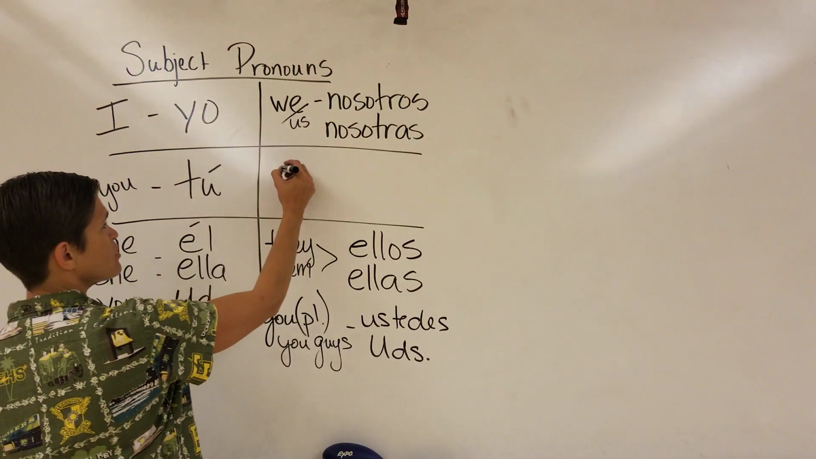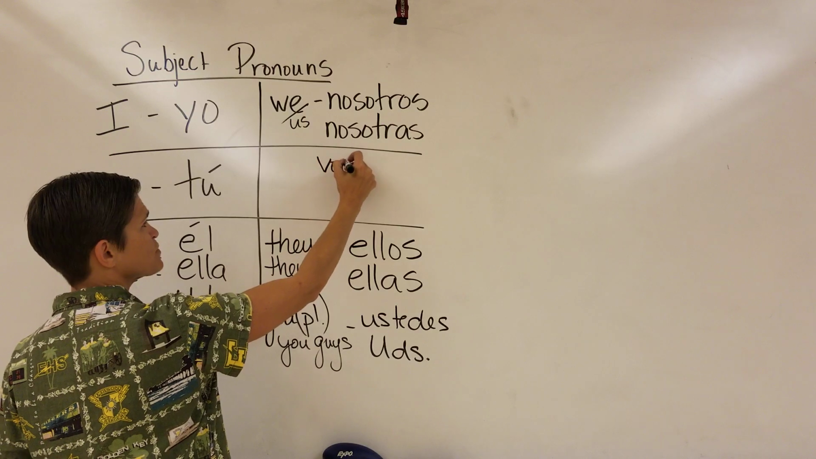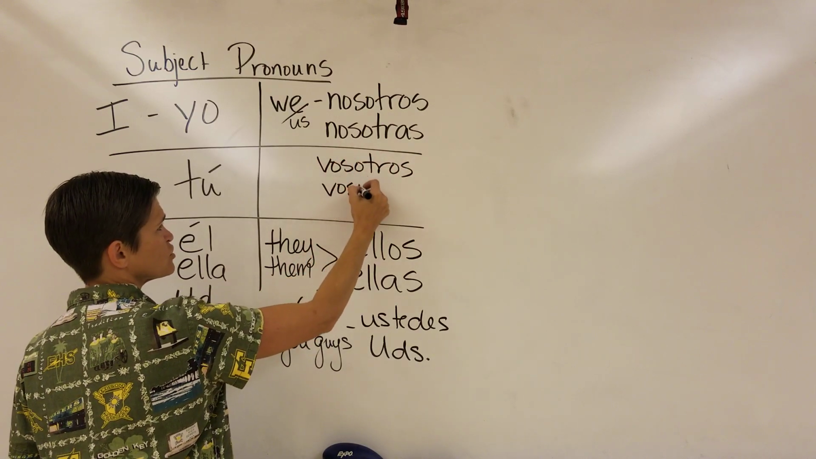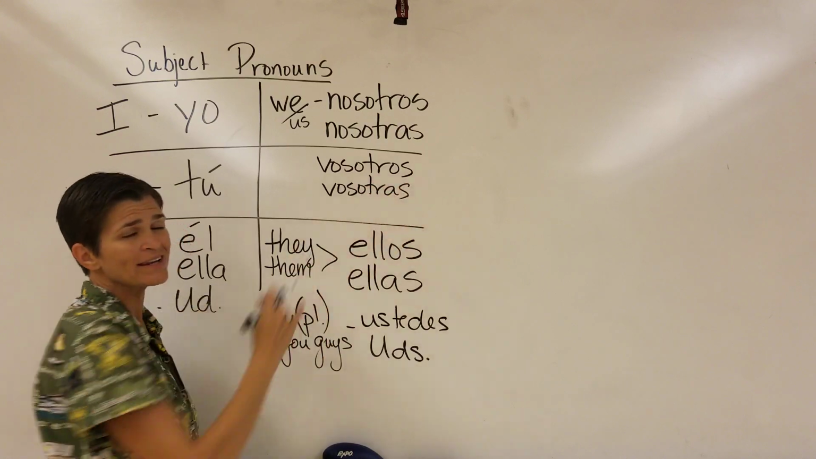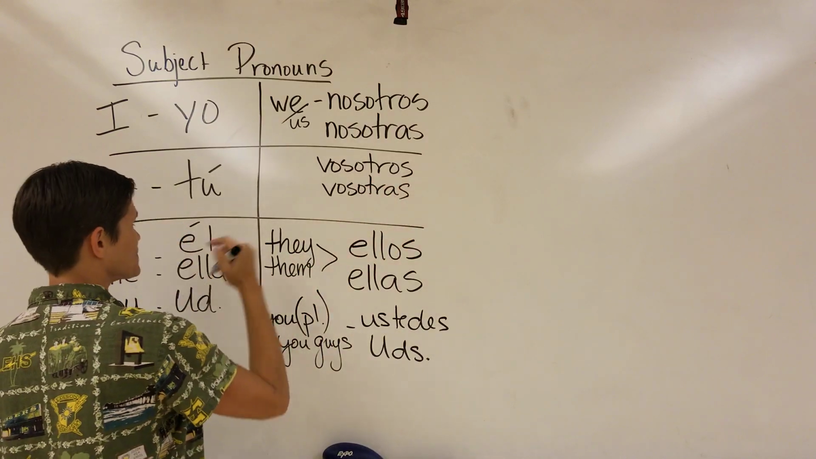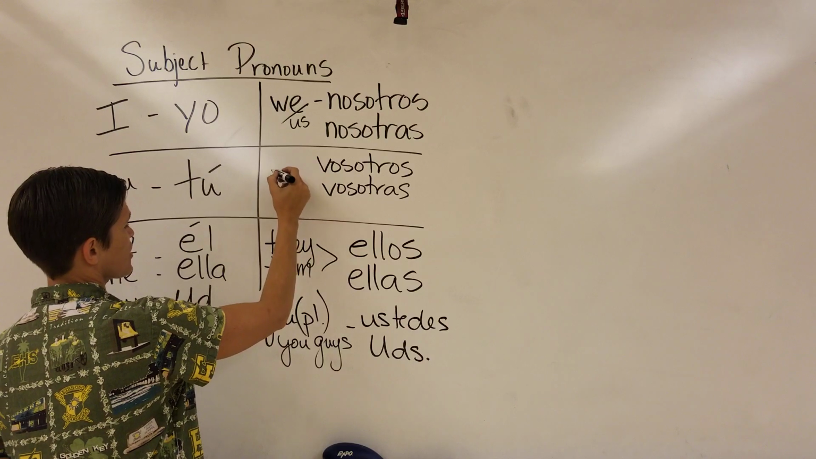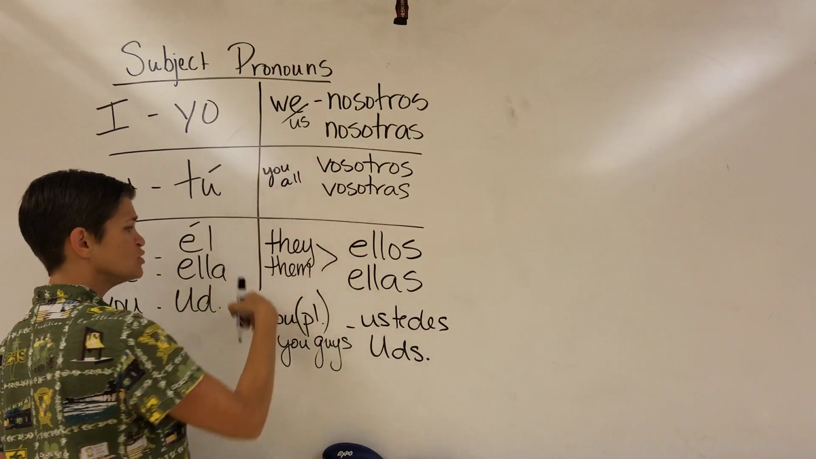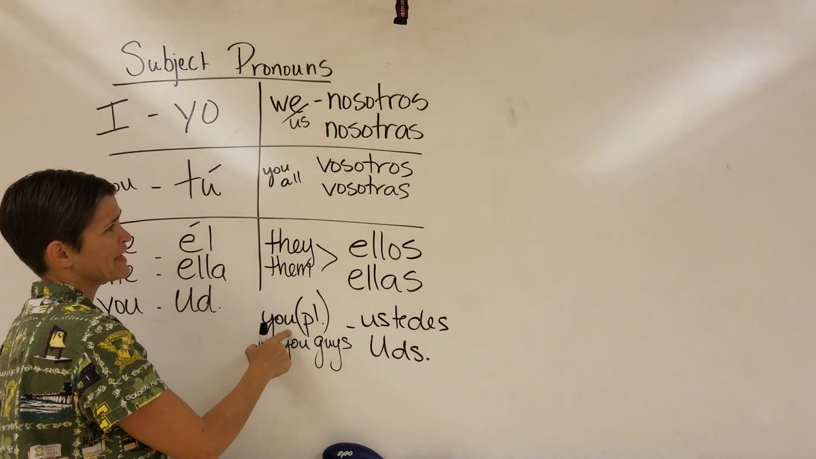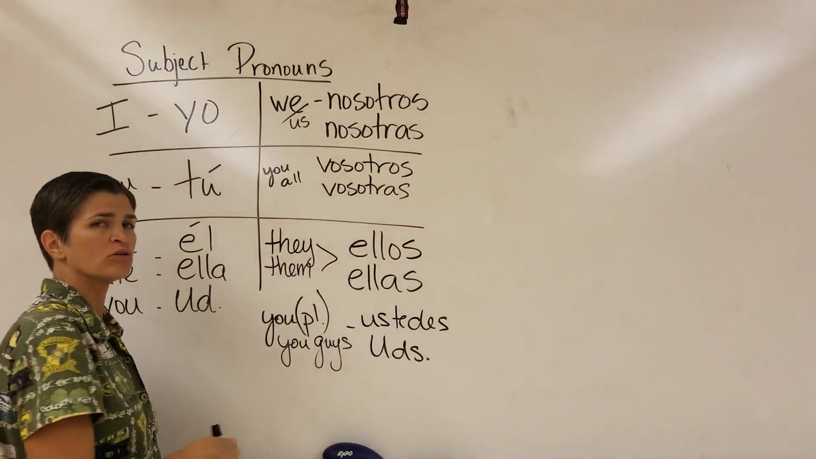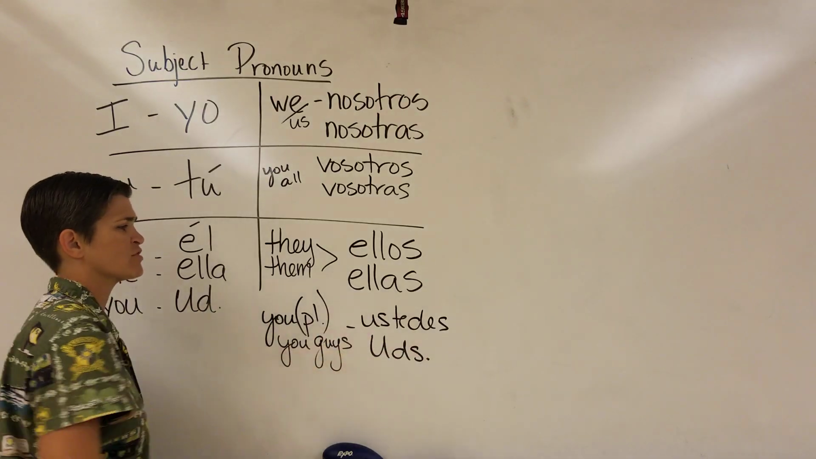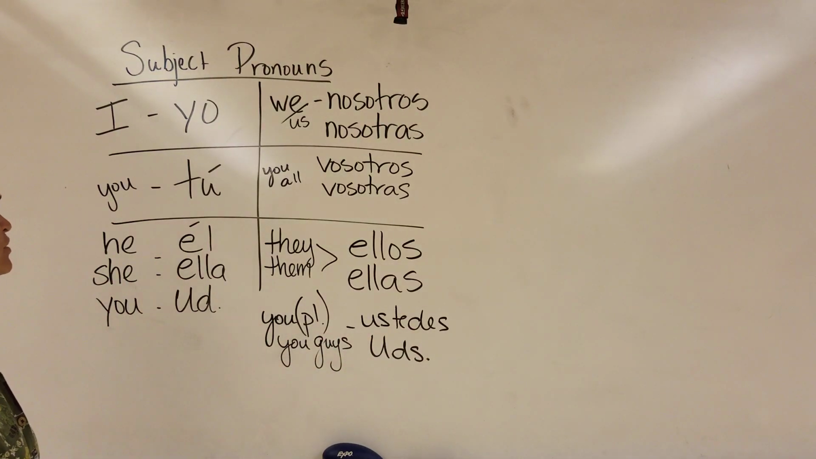I do want to make a note that if you're talking to multiple people in Spain, you can use vosotros or vosotras. Don't write it down if it's going to confuse you, if you don't care about learning it from Spain. But if you want to talk to you all, you plural, they have an informal and a formal you plural. But for everybody else, we just use ustedes for every time we're talking to more than one person.